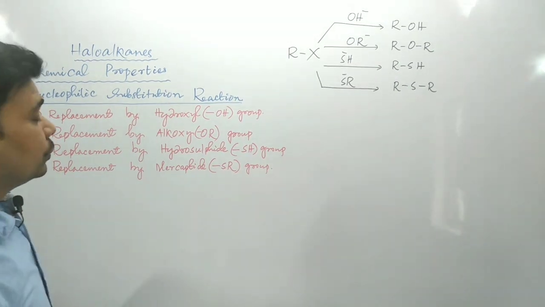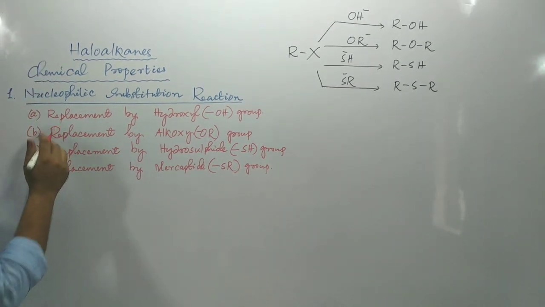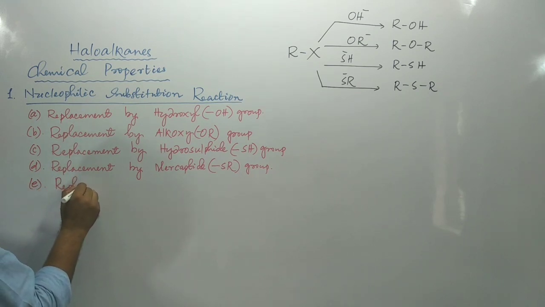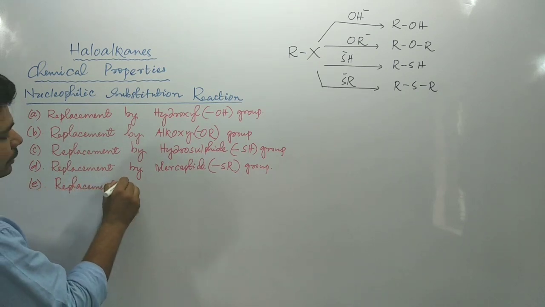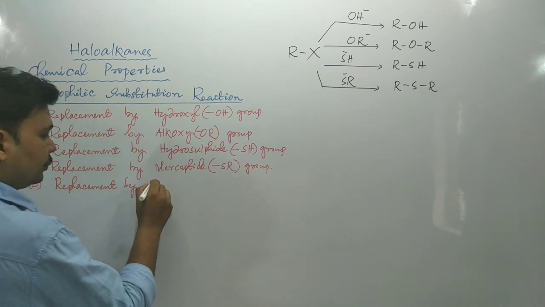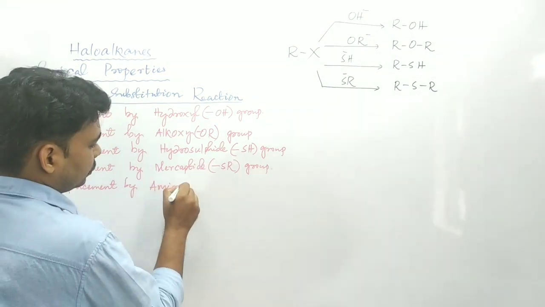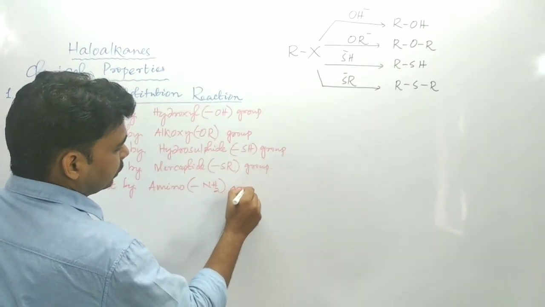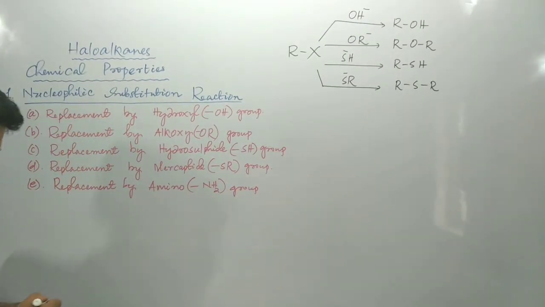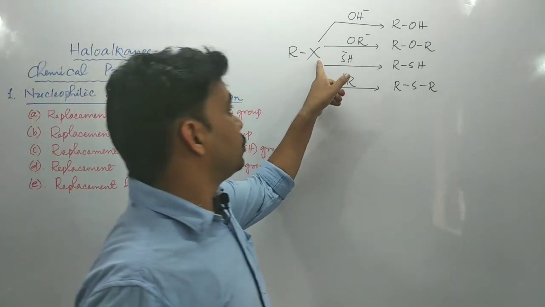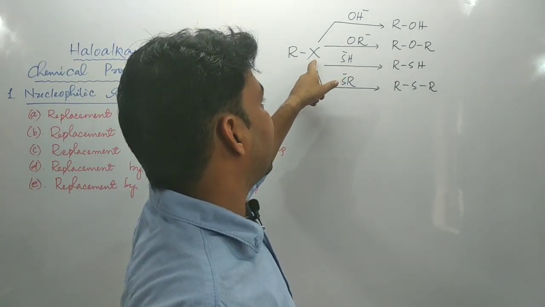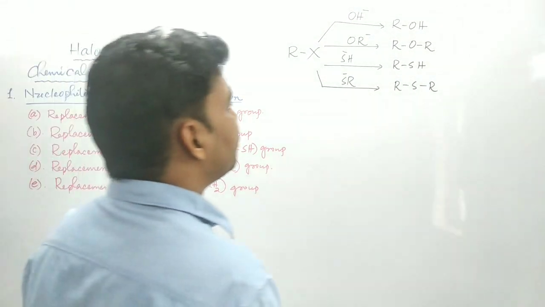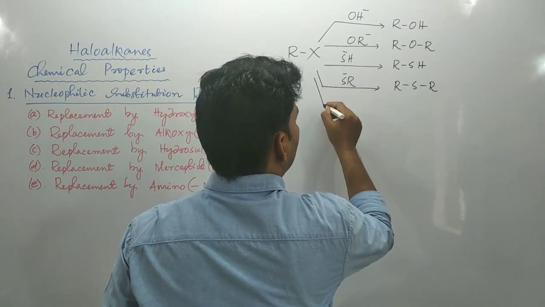Next, come to another example of nucleophilic substitution reaction, that is replacement by amino group, NH2 group. Now we will think to substitute this halide ion by amino group. What may be obtained in the similar pattern?